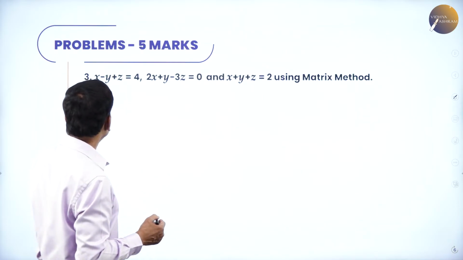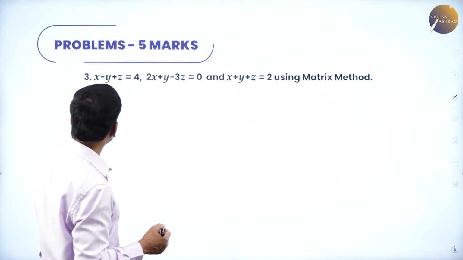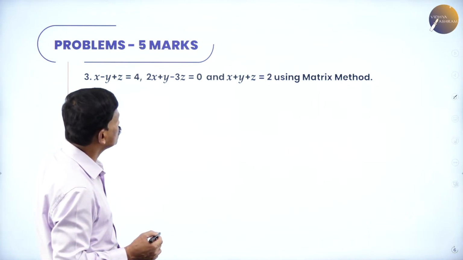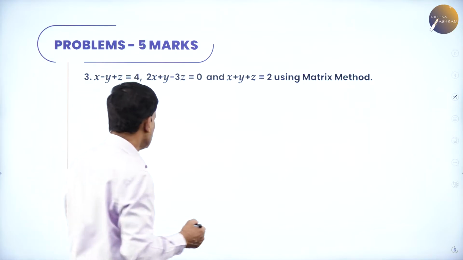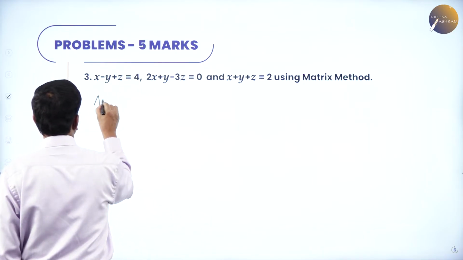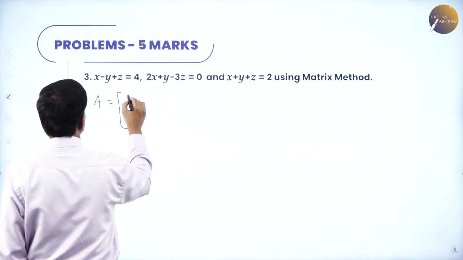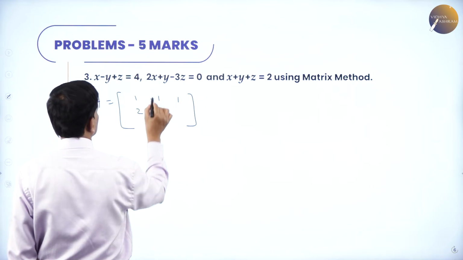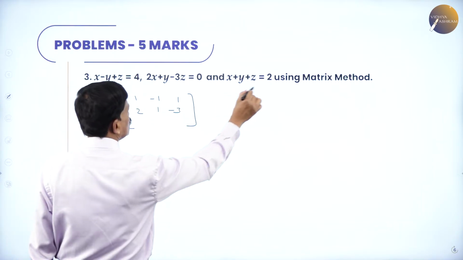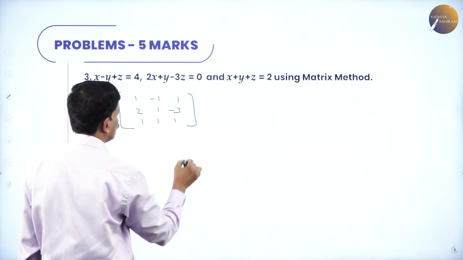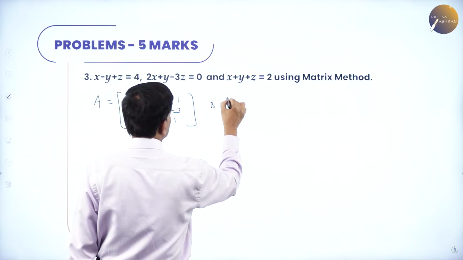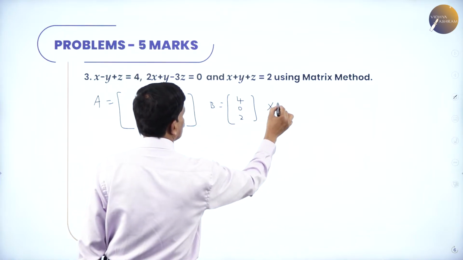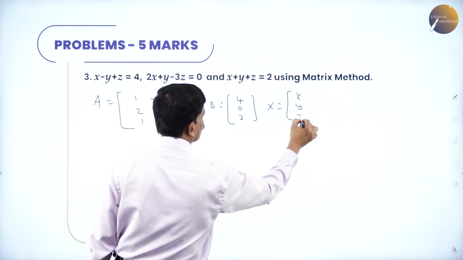Solve x minus y plus z is equal to 4, 2x plus y minus 3z is equal to 0, and x plus y plus z is equal to 2, using the matrix method. Now let us write down the coefficients. Here A is equal to, checking whether it is in order: coefficients of x, y, z are 1, minus 1, plus 1. For the second equation, coefficients of x, y, z are 2, 1, minus 3, and for the third, 1, 1, 1. And B is nothing but the constant matrix 4, 0, 2. And X is, as usual, x, y, z.